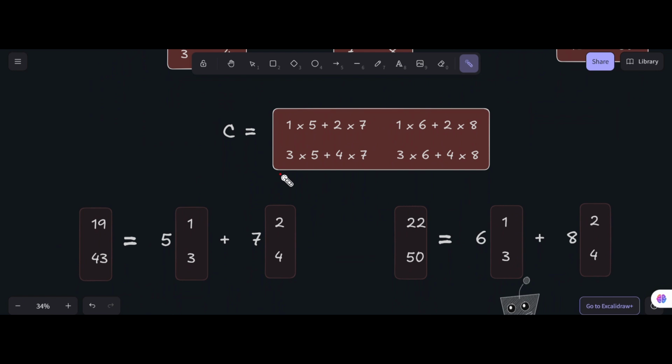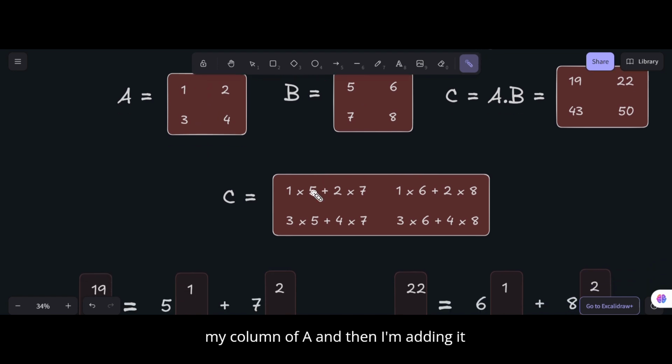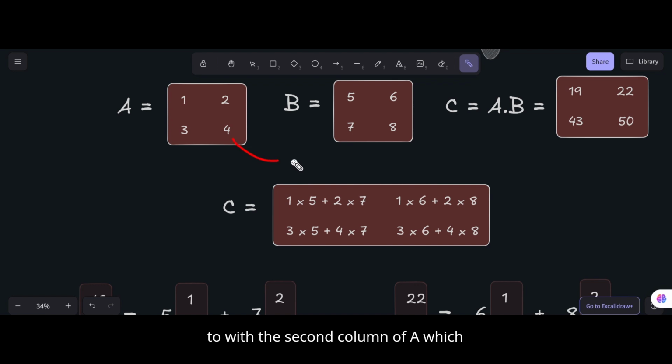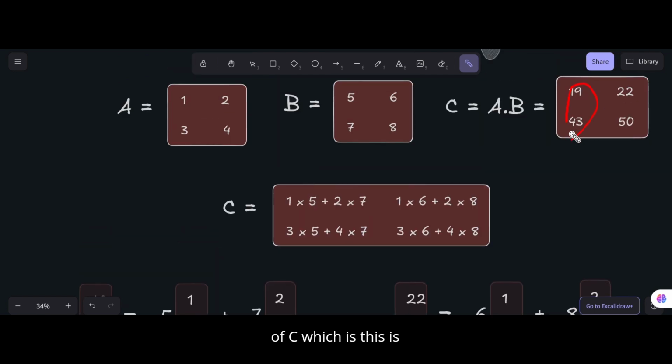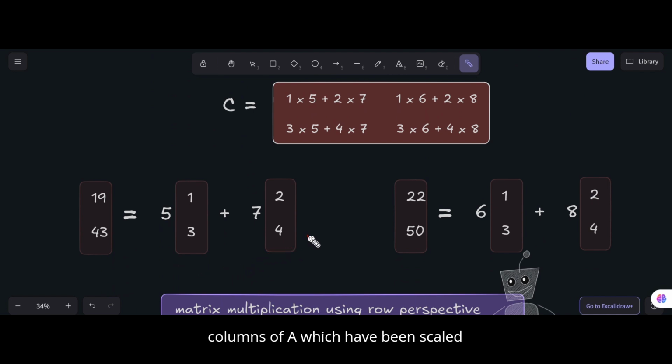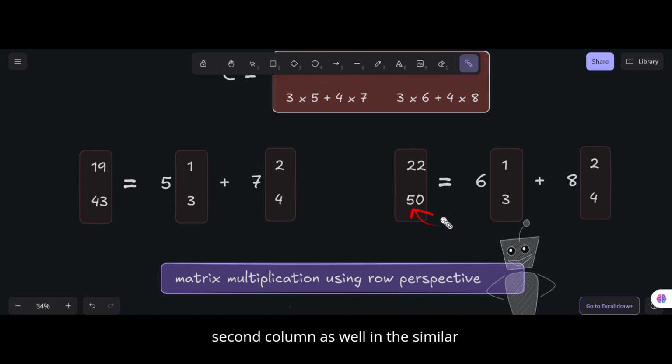What you are going to realize here is that this is the first column vector of A, and it has been scaled by a component of B. This is my component of B, and it is scaling my column of A, and then I'm adding it to the second column of A, which has been scaled by the second component of B. So you can say that my first column of C is basically the linear combination of columns of A which have been scaled with the weights of B. That is how I can interpret matrix multiplication: the columns of the resultant matrix are linear combinations of the columns of the first matrix, scaled by the components of the second matrix, and you can compute the second column in a similar fashion.